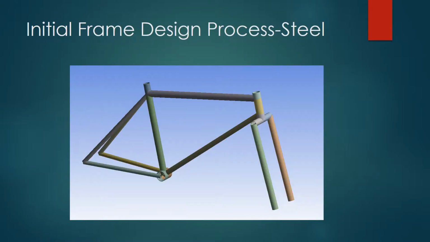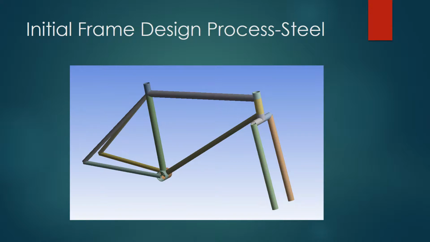The initial frame design started with using a chromoly steel 4130, which has a yield strength of 435 MPa and an ultimate tensile strength of 650. Poisson ratio is 0.29 and the modulus of elasticity is 205 gigapascals.